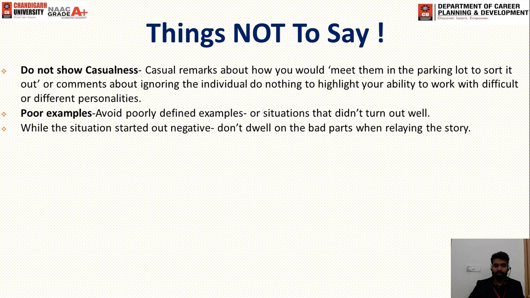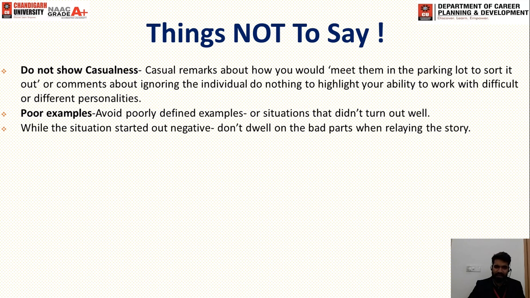Okay, so don't do that. Don't show any casual response. Poorly defined examples, examples that didn't turn out well, you should be avoiding those. While the situation started out negative, don't dwell on the bad parts when relaying the story.